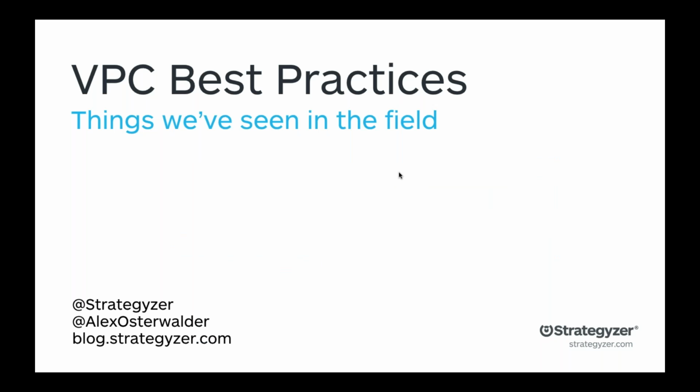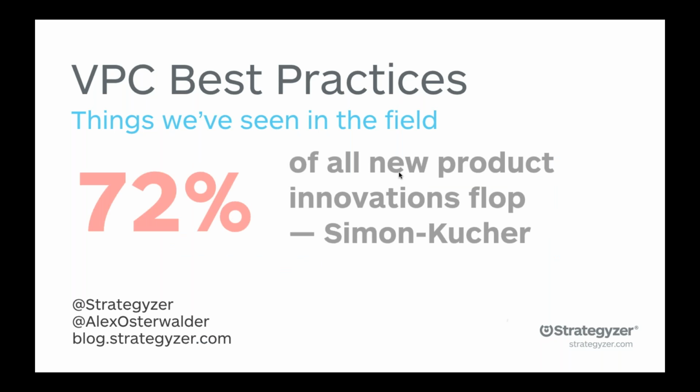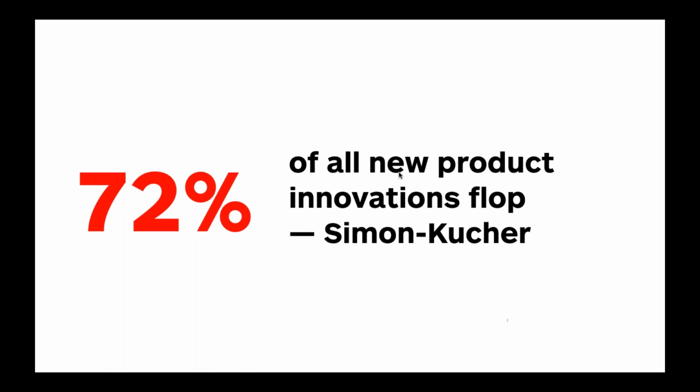Okay, so I just want to start with this number that I've shown in a couple of different webinars, but it's pretty impressive. The biggest pricing firm in the world, Simon Kucher, did a study on how many new product and service innovations succeed. And it turns out 72% are flops. That means they don't deliver on expectations. That is a huge number.